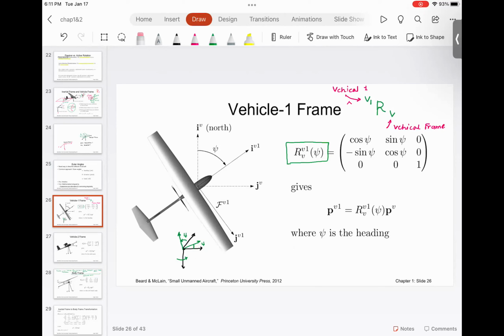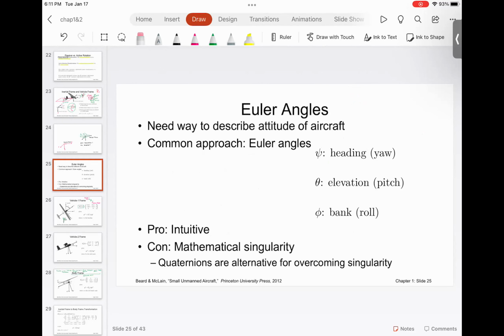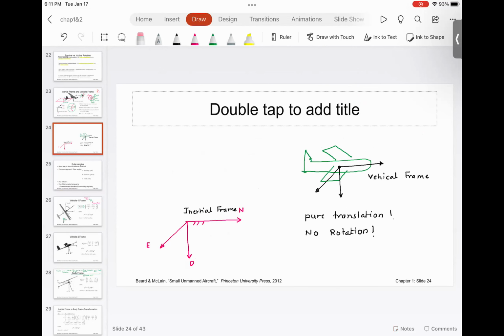Now there are multiple frames. The first and foremost frame that we are talking about is the vehicle frame. This vehicle frame is nothing but a pure translation about north, east, and down, so that the earth fixed frame gets attached to the center of gravity of the aircraft. Please understand, there is no relative orientation between the inertial frame and the vehicle frame. Everyone understood this? So it's purely translation about the north, east, and down axes.